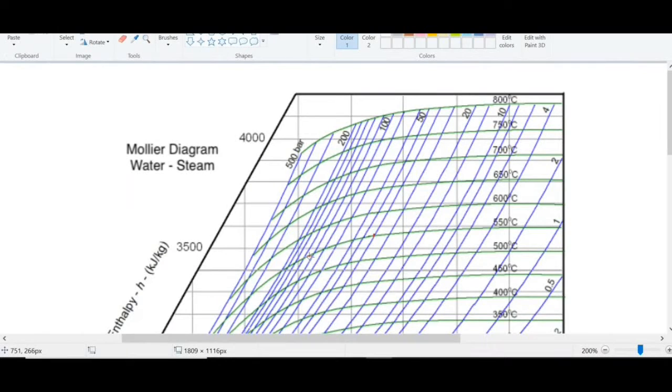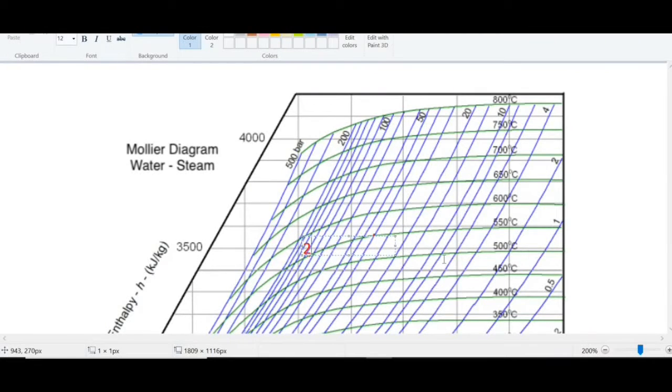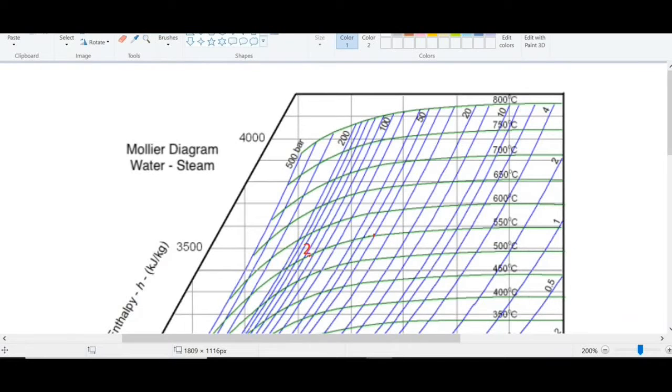Here is the point of intersection, and this point of intersection is nothing but point 2. So we will write here, this is point 2. Now we have to find out the enthalpy at this point 2. How to find out this enthalpy? We will draw one horizontal line from this point 2 to the enthalpy line. What is the value at the point of intersection? The enthalpy H2 is 3450 kilojoule per kilogram. We have to note down this value.